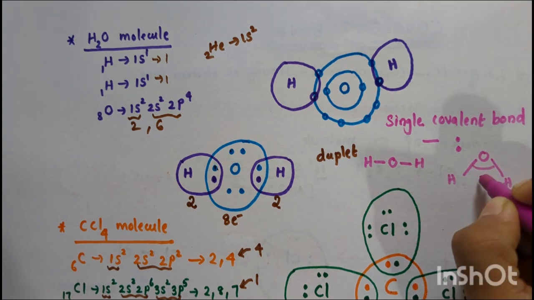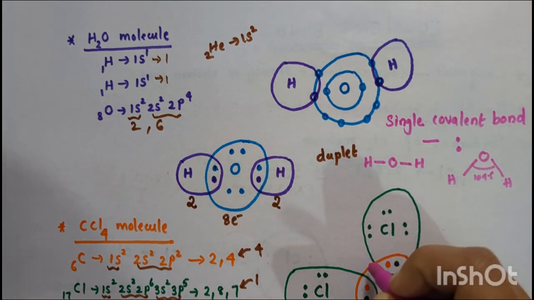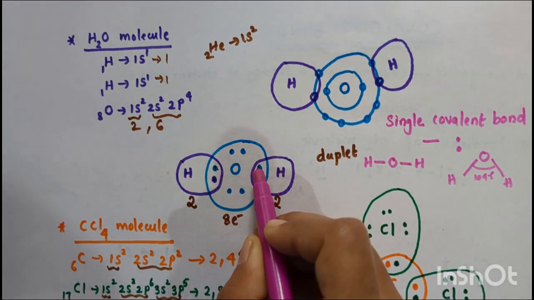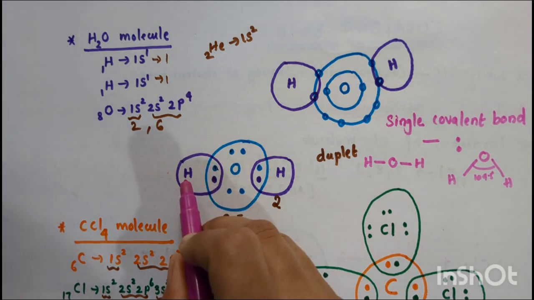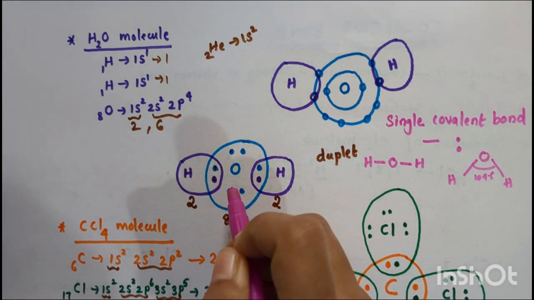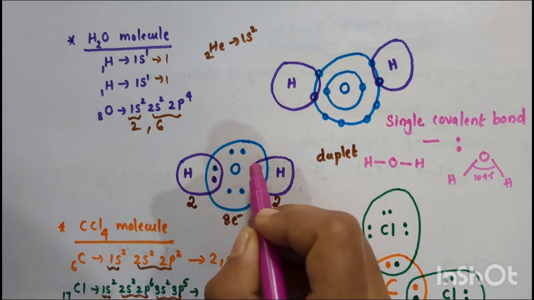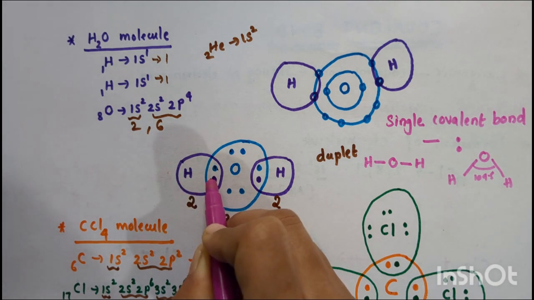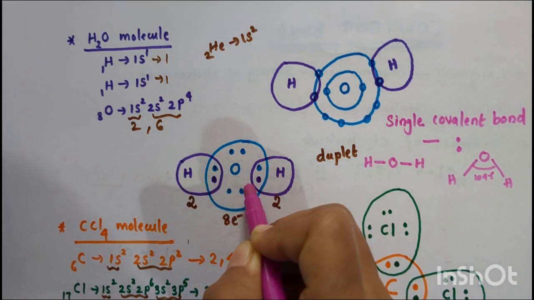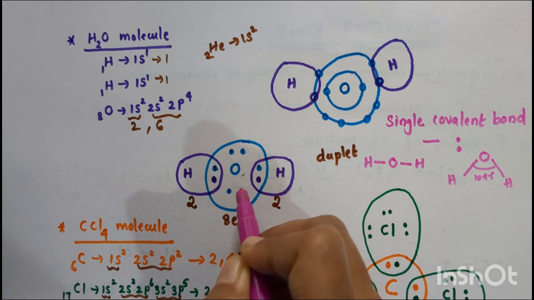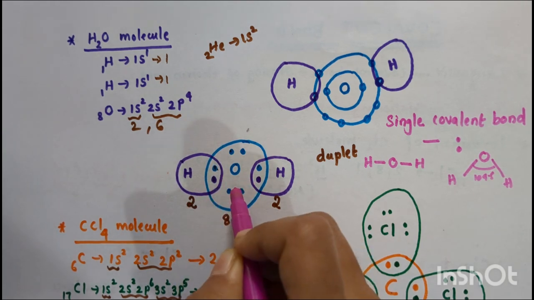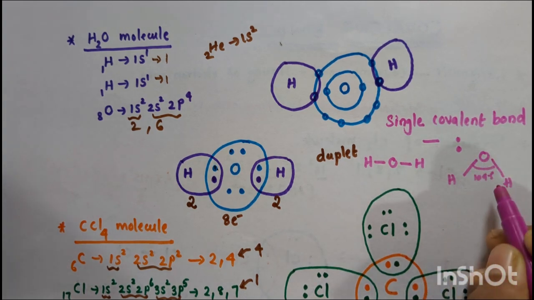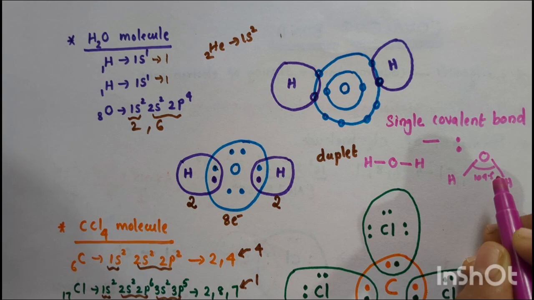There is an angle of 104.5 degrees between them. So you see, in the water molecule, the oxygen shares its 2 electrons with the hydrogen atoms, and each hydrogen atom shares 1 electron with the oxygen. Oxygen shares its 2 electrons with the hydrogen atoms. This hydrogen atom shares its 1 electron, and this hydrogen atom also shares its 1 electron. So due to this unequal electron sharing, the water molecule has a bent shape, or V shape, like this.